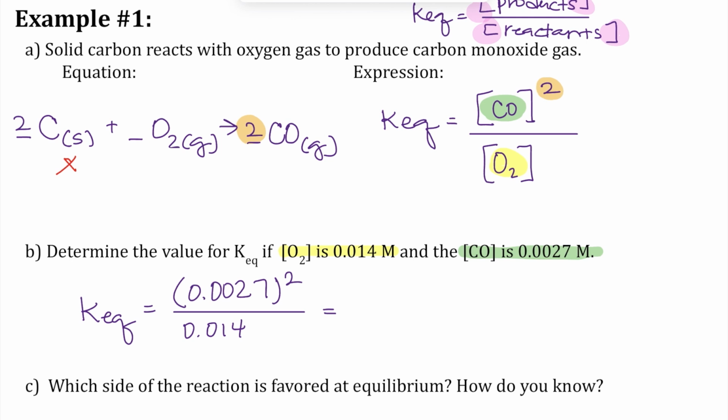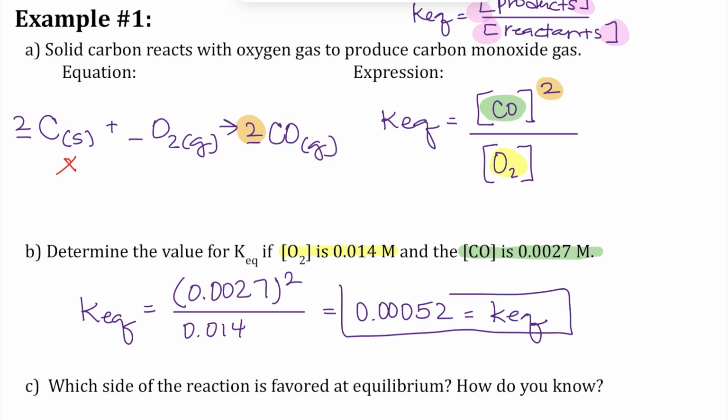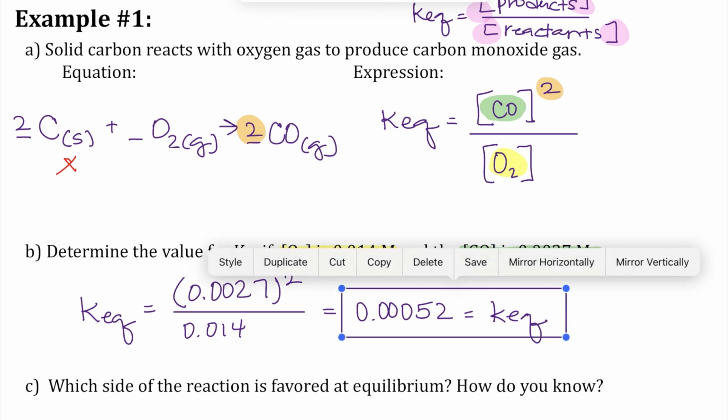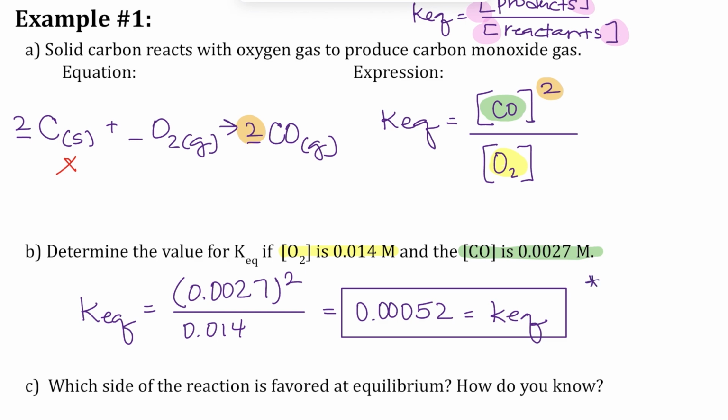And so we end up with 0.00052, to 2 sig figs. That's our KEQ value. KEQ is just a ratio of those concentrations, so there are no units on our K values. And so we don't need a unit written after that number.